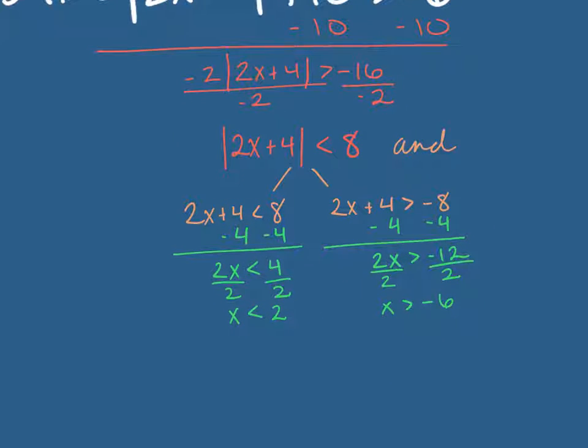So I'm looking at all values of x that are between -6 and 2, non-inclusive. So I put -6, 0, 2, an open circle on the -6 and 2, and then a line connecting them in between.